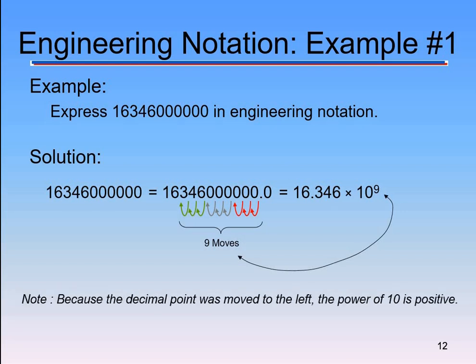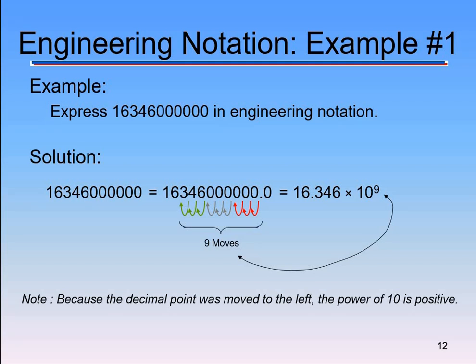So I'm going to take that decimal place and move it 9 places to the left. But I would always draw an underline so that you see what you're chunking into groups of 3 when you do this. Okay, so then you're going to get 16.346 times 10 to the 9th. So it's very important in engineering notation that it has to be to the 9th.